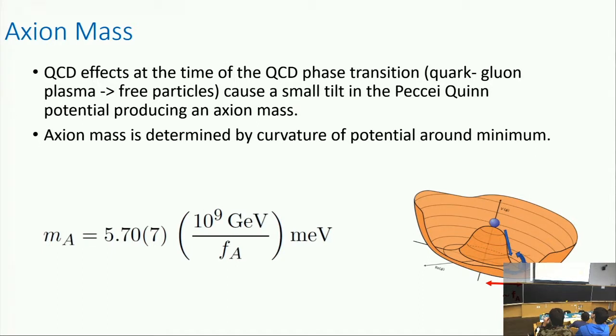And it all depends just on this vacuum expectation value of the field. So there's one parameter that comes into all these models, which determines practically everything. And that's this thing called the axion decay constant, which is the vacuum expectation value of the radial part of this Peccei-Quinn field.